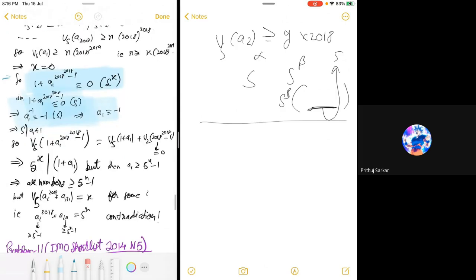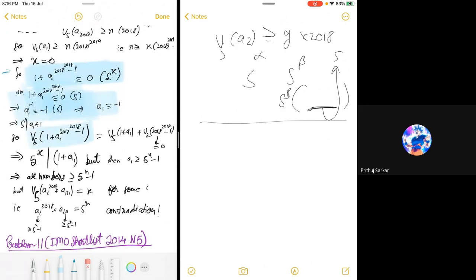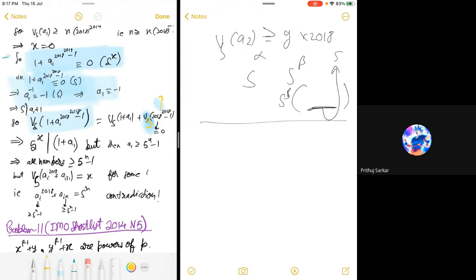That means we get that v5 of 1 plus a1 to the 2018 minus 1 is v5 of 1 plus a1 plus v5 of 2018 to the 2018 minus 1. But this is just 0. This is because you can just evaluate this mod 5 and you will not get 0. So that means v5 of this is 0.